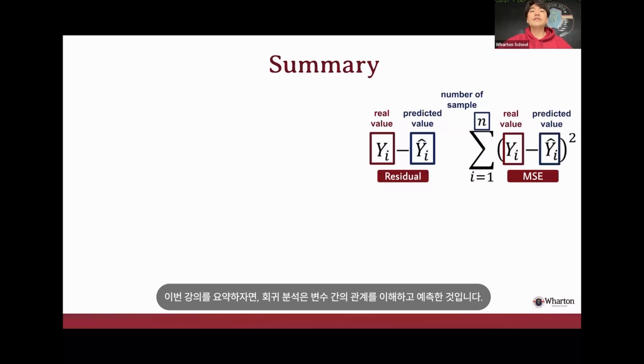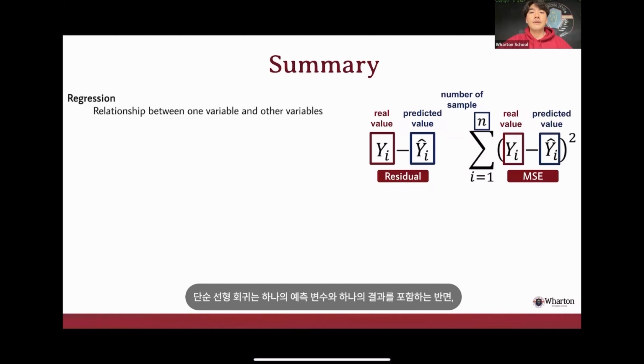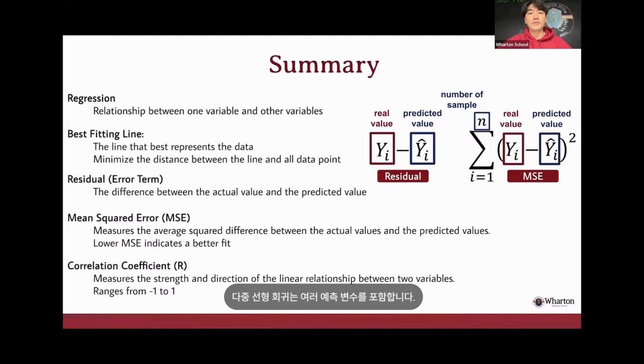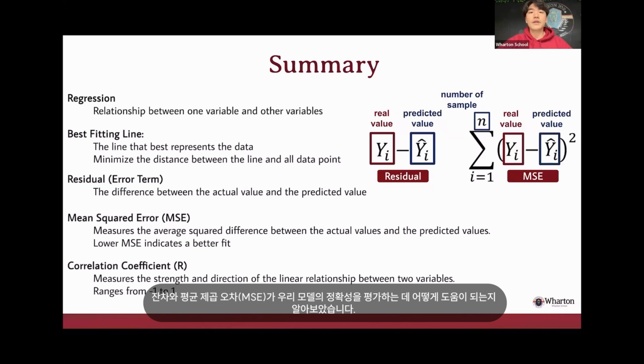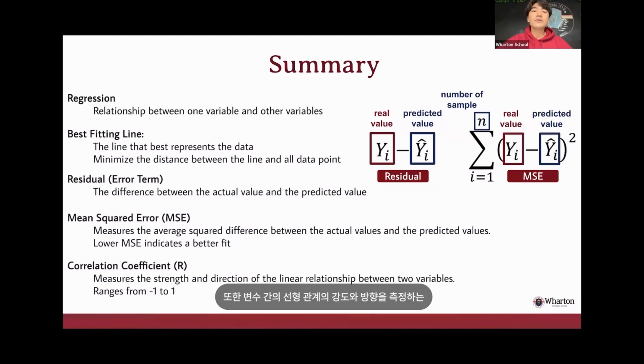To summarize, regression helps us understand and predict relationships between variables. Simple linear regression involves one predictor and one outcome, while multiple linear regression involves multiple predictors. We introduced the error term to account for deviations from the best fit line and discussed how residuals and mean squared error, MSE, help evaluate the accuracy of our models. We also explored the correlation coefficient R, which measures the strength and direction of the linear relationship between variables. Understanding these concepts allows us to make more informed predictions and better understand the relationships in our data.